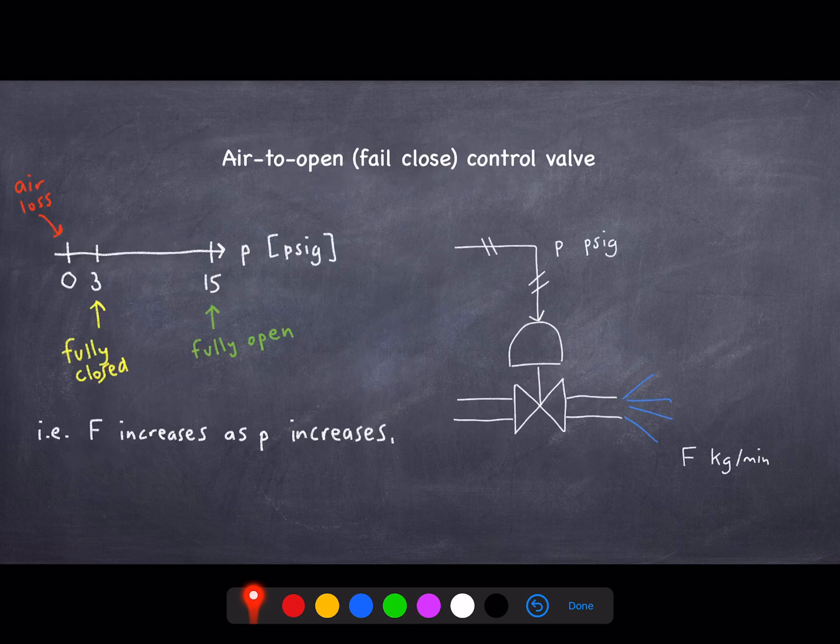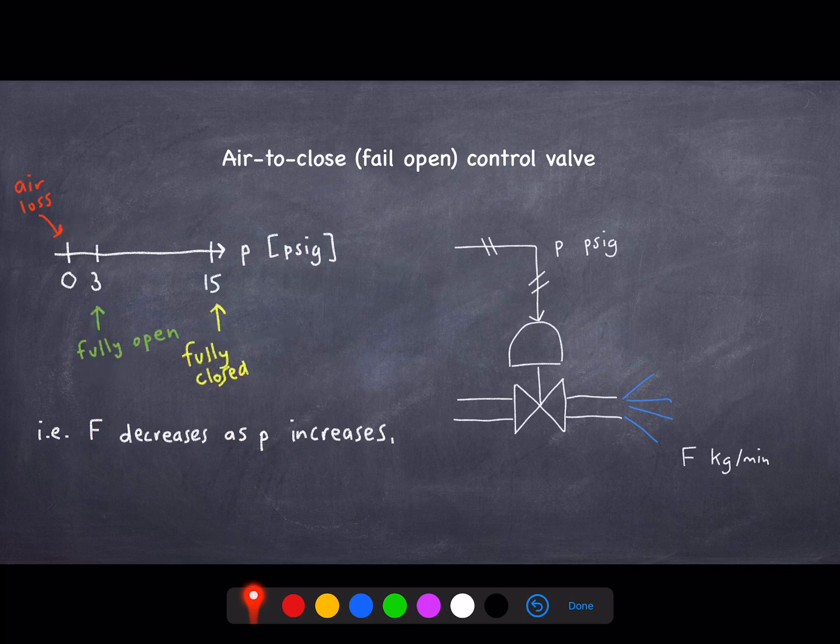There are two types of valves that you can order if you look online. Some valves you can configure to be either. That's air to open or air to close. An air to open valve, the more air you have, the higher the air signal, the more open the valve becomes. So an air to open valve at 3 psi is fully closed, and then as you add more air, it becomes more open. At 15 psi, it's fully open. I.e., as we increase the P, the pneumatic signal, F increases in an air to open valve. Air to open valves are also called fail-close valves because if you lose air, then by default, the valve will remain closed.